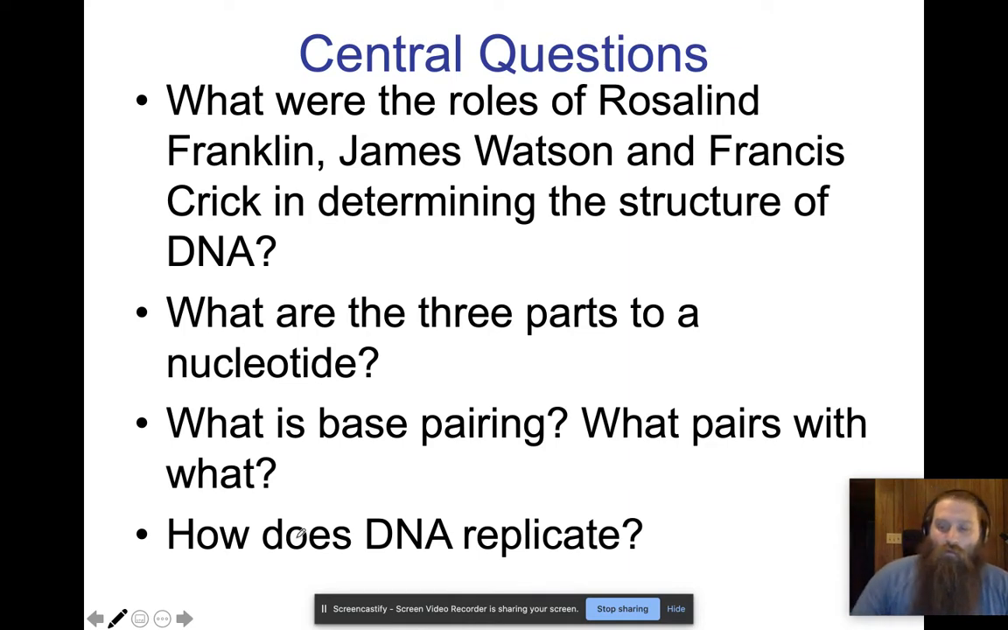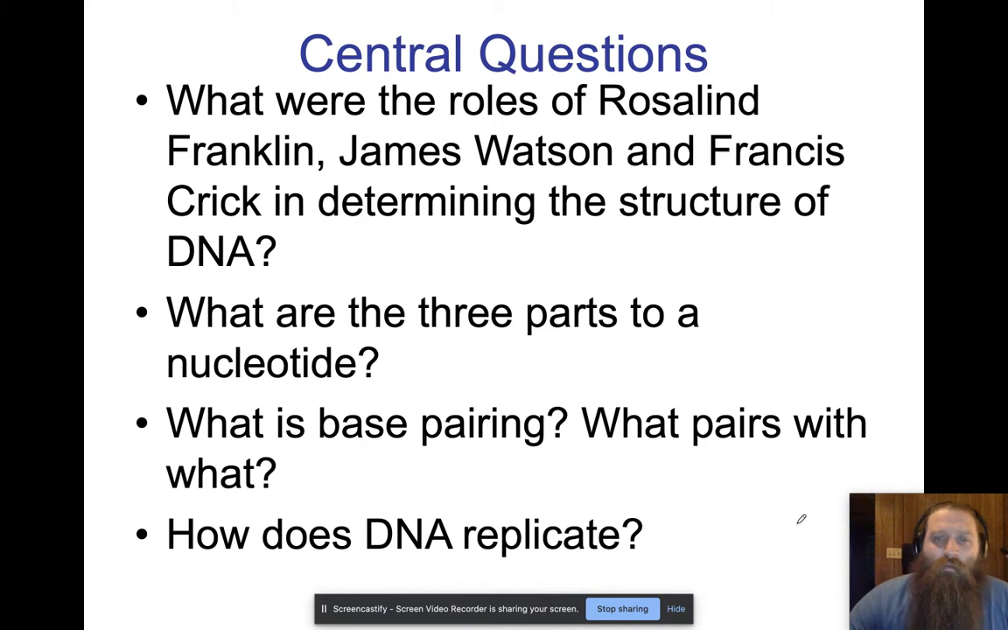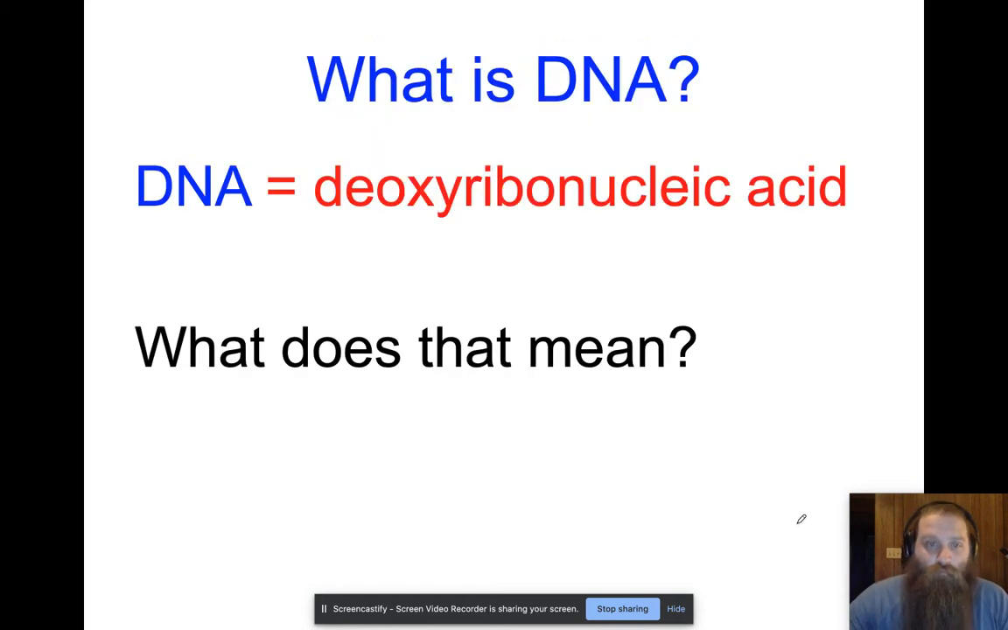There are some pretty important questions that we want to be able to answer by the time we're done with this, so keep these in mind as we go through. We want to be able to describe Rosalind Franklin, James Watson, and Francis Crick's job as far as how they determined the structure of DNA. What did they contribute? We want to know the three parts of a nucleotide. We want to know base pairing and what base pairs with which. And we want to obviously be able to describe how DNA replicates itself.